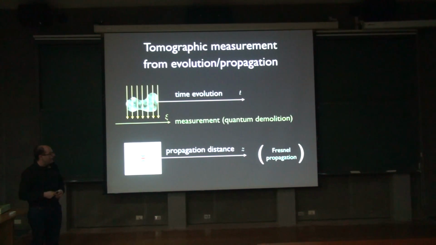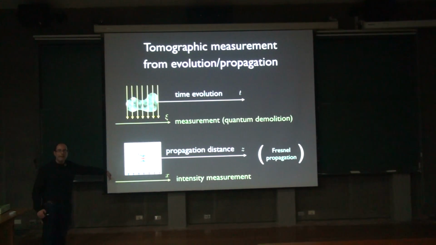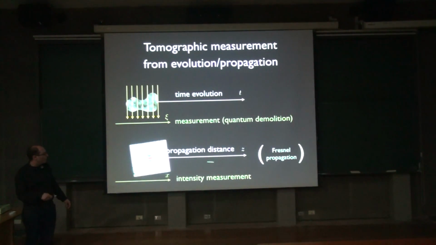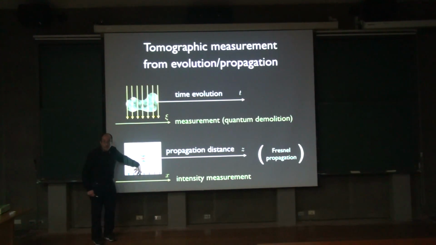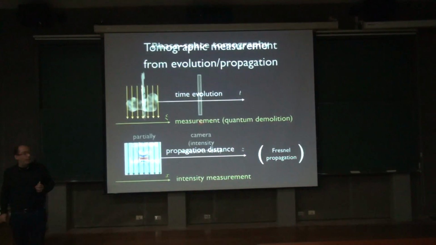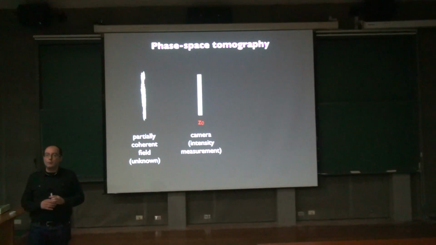And something similar can happen here. If you allow the field to Fresnel propagate and you take an intensity measurement, it is equivalent to taking integrals down this axis in the Wigner space. And further, if you do that while the field is propagating at different distances, then you take measurements of rotated versions of this Wigner distribution function. Now, this sounds rather elaborate and complicated, but it suggests a very simple kind of measurement.